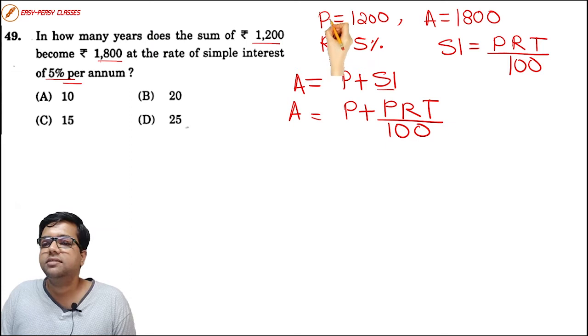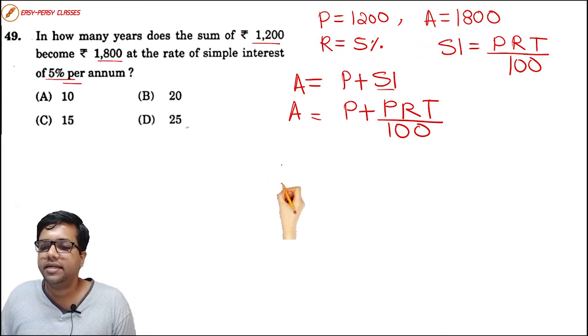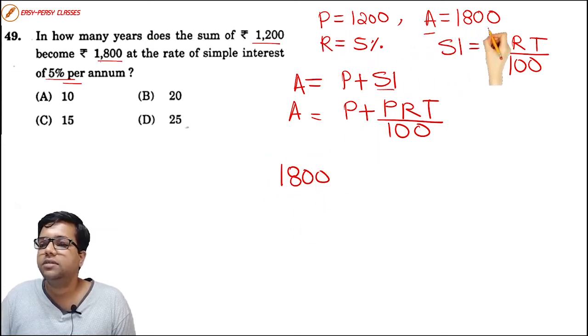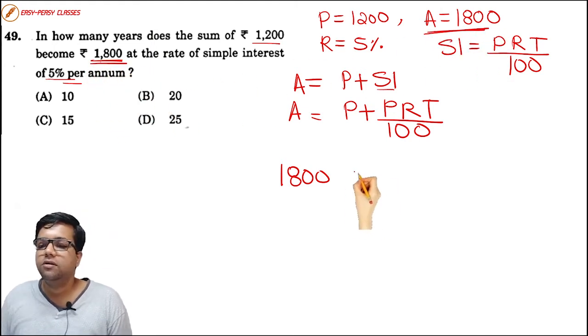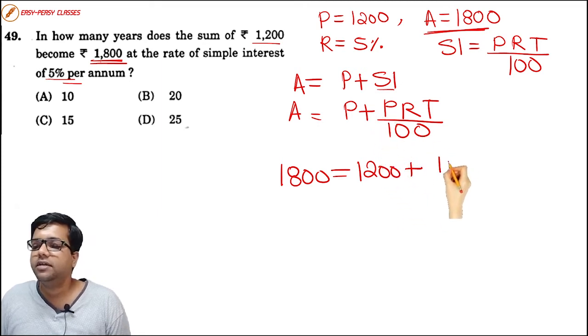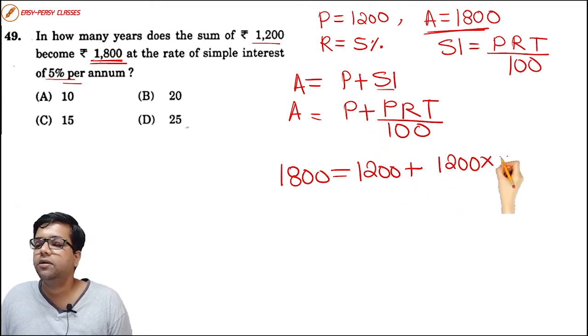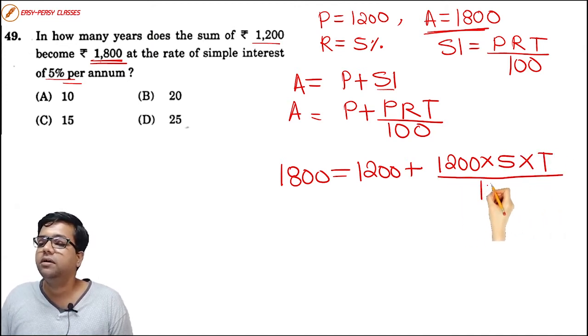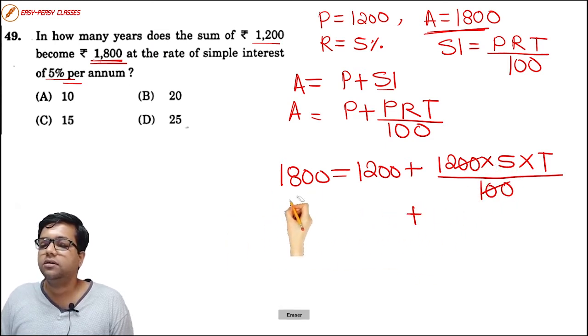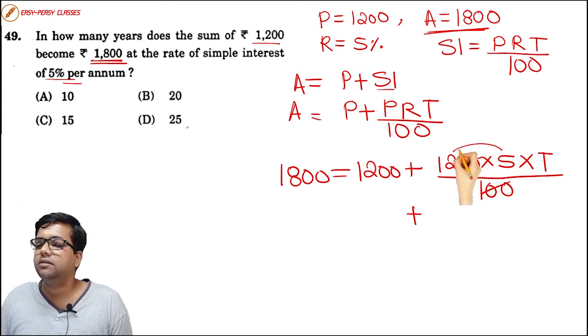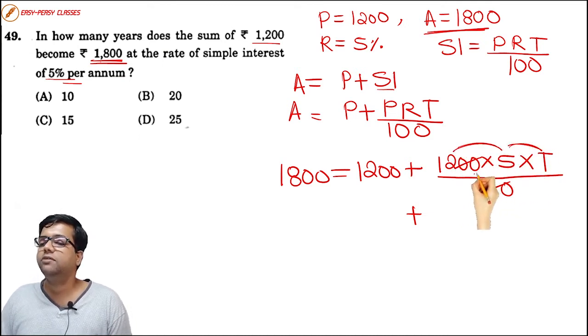You will find the answer. So what is the amount? Amount is 1800 rupees, which is given in the question also. What is the principal? Principal is 1200 rupees plus again here 1200 rupees into what is the rate? Rate is 5% into what is the time, which we need to find out. We don't know the time. Again and divided by 100. Two zeros will get cancelled out here itself. 12 5s are 60. So 12 into 5 into t is the value which is left in the numerator.